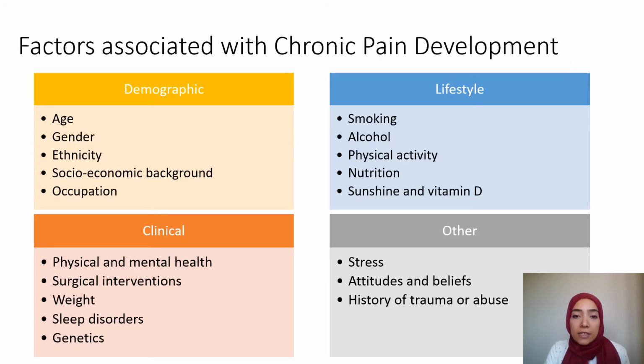A lot of factors can contribute to the risk of a person to develop chronic pain. For example, older people are more likely to develop chronic pain than younger people. Females are more likely to experience chronic pain. Higher rates have been reported in minorities and people who are socioeconomically deprived. Lifestyle, of course, can have a direct relationship with chronic pain because it can affect how strong and healthy the body is. Whether the patient is a smoker, how much alcohol they consume, how often they exercise, the kind of food they eat, how often they're exposed to sunlight, and so on.